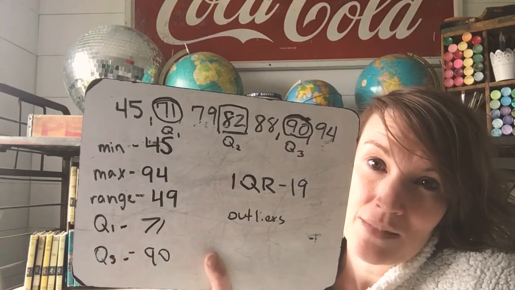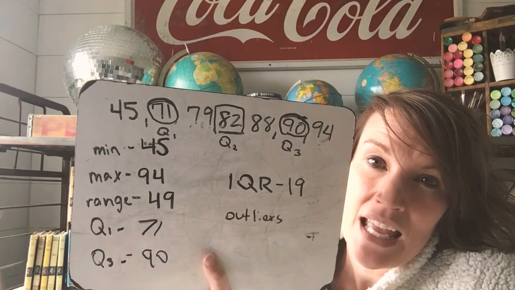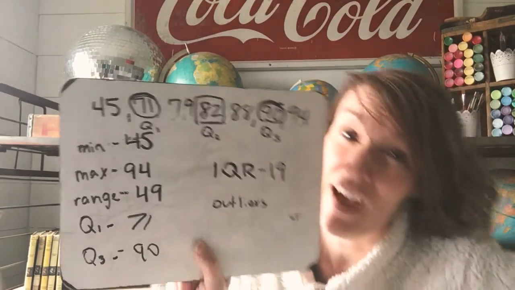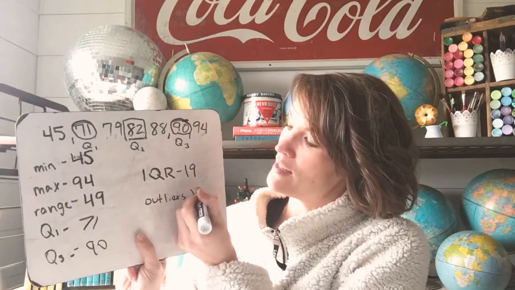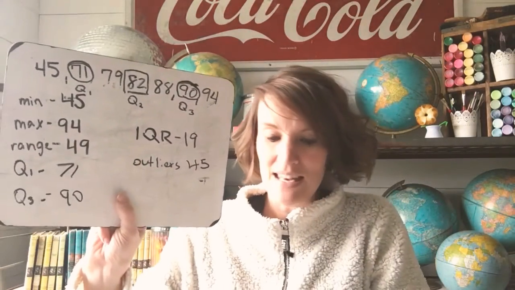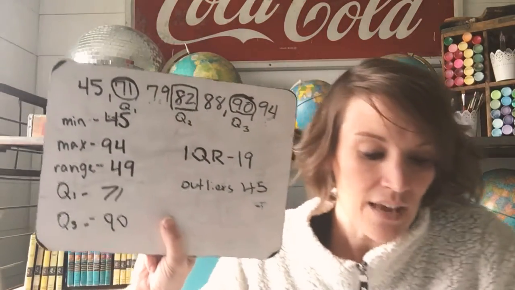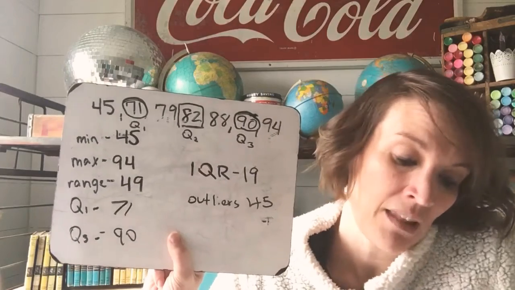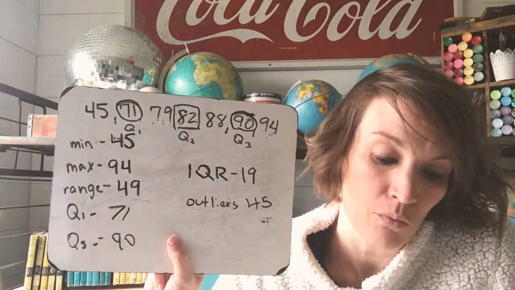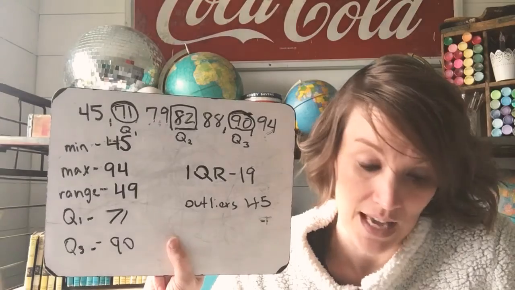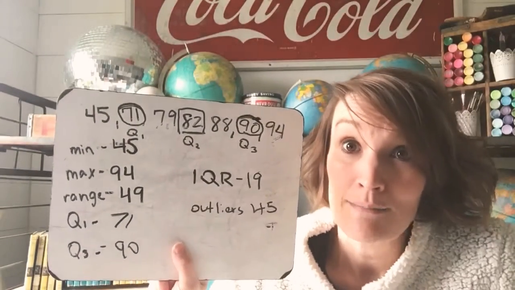Who do you think it is? 70, 70, 80, 80, 90. It's 45. 45 is our outlier. If you want the nice mathematical definition of outlier, it is an extremely high or an extremely low value when compared with the rest of the values of the data set. So that's some good information.